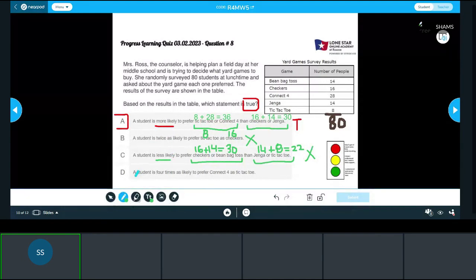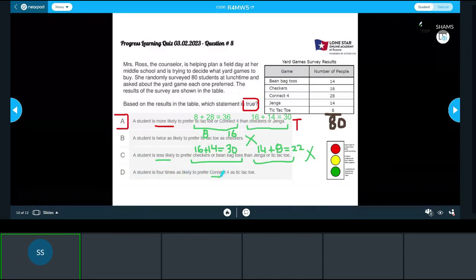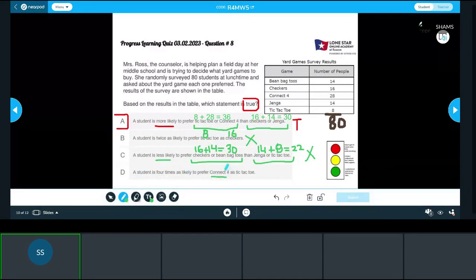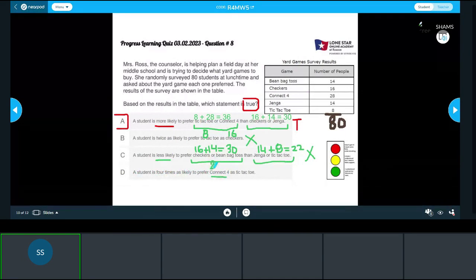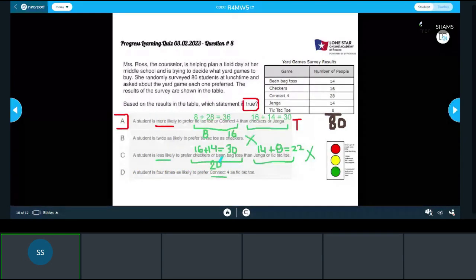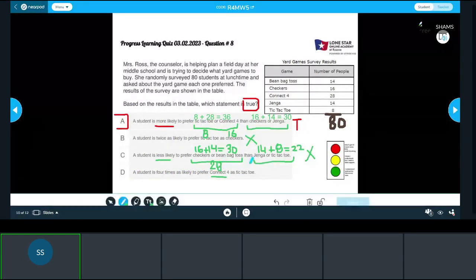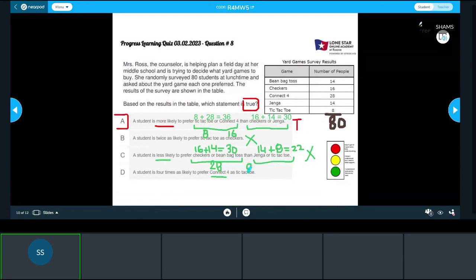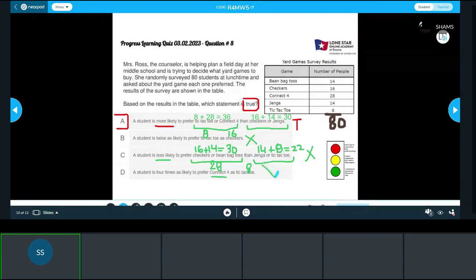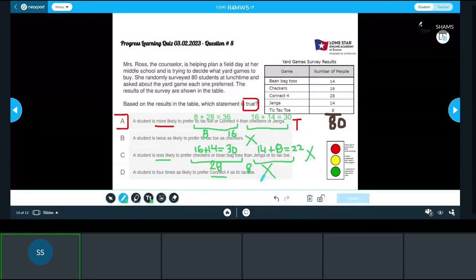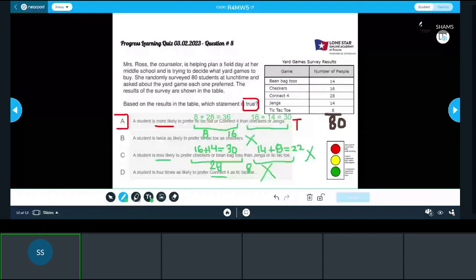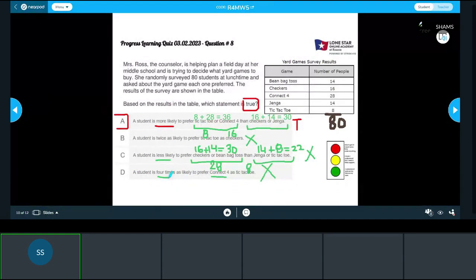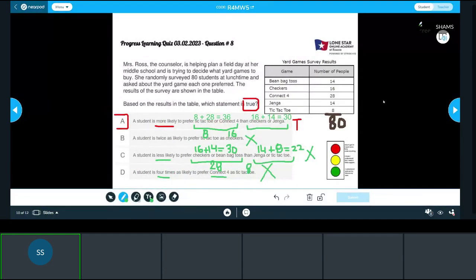D. A student is 4 times as likely to prefer Connect 4 as tic-tac-toe. Connect 4 is 28. And tic-tac-toe is 8. 8 times 4 is 32, not 28. So a false statement here. Right? 4 times 8 is 32, not 28. So it's a false statement. We can finally say A is the true answer.